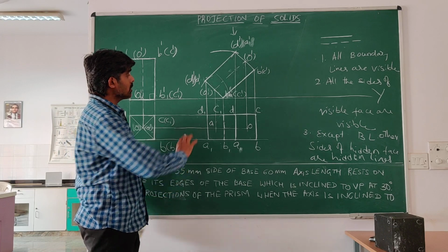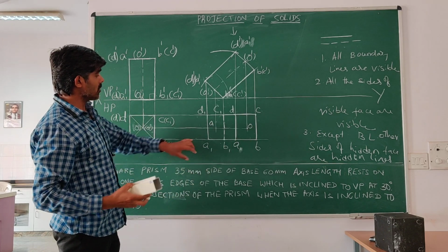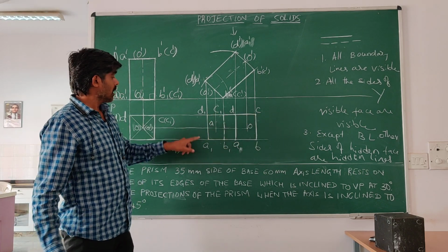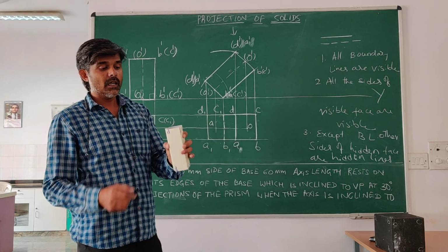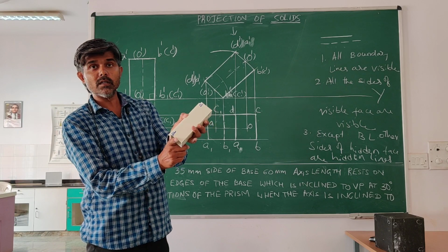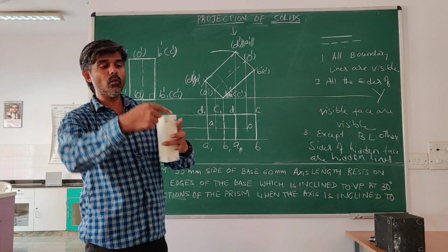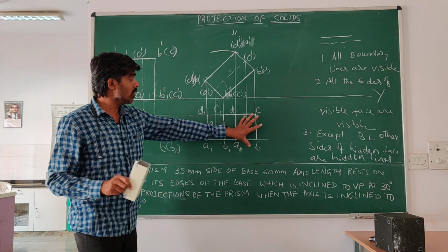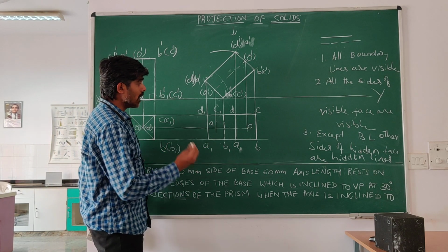Now, what we have to see is whether we have joined all the lines. That is, how many edges do we have here? 4, 8 plus 1, 2, 3, 4. Total 12 edges are there. So all the 12 edges are joined. We have to look for that.